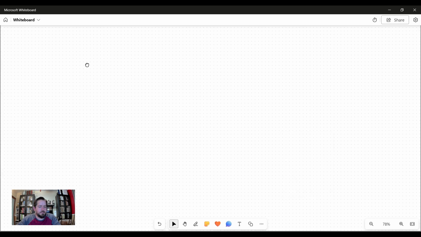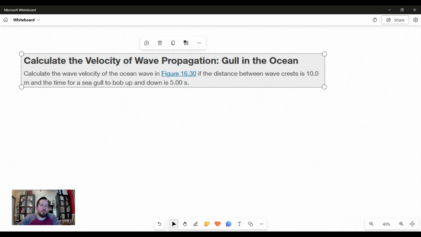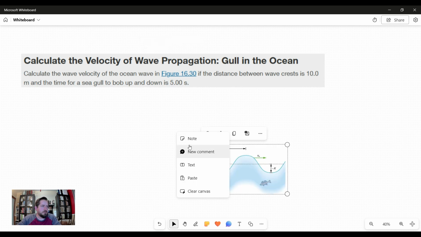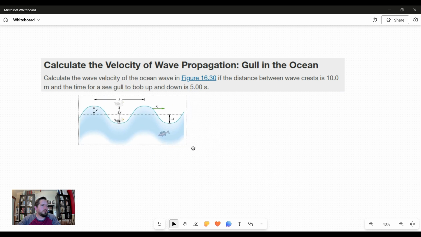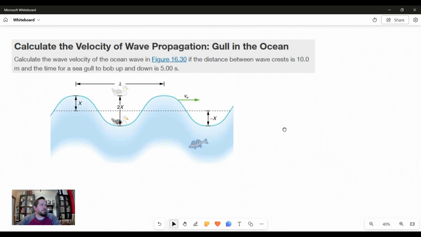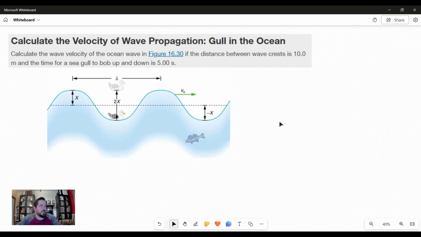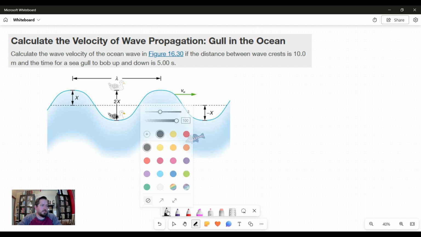So we're asked to calculate the velocity of wave propagation. There's a seagull in the ocean. There's a picture here that goes along with it. So calculate the velocity of the ocean wave in figure 16.30, which is right here. The distance between the wave crests is 10 meters, and the time for the seagull to bob up and down is 5 seconds.